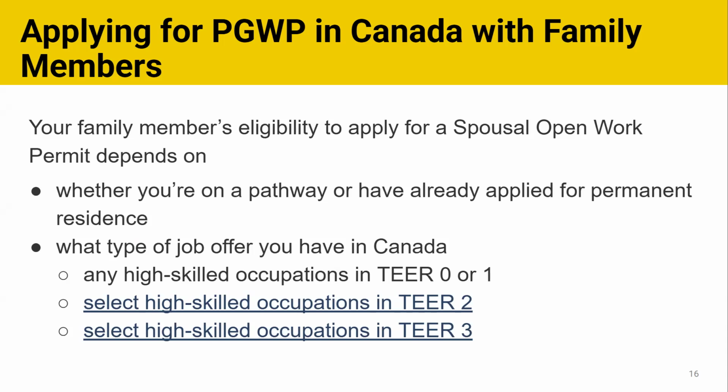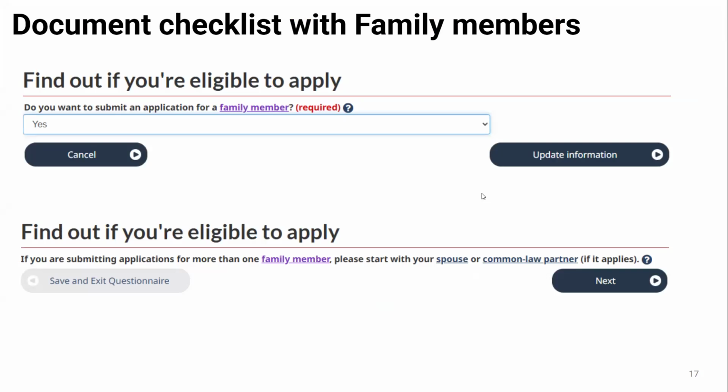So the student who is applying for the PGWP will need a job offer for your spouse to be eligible for the spousal open work permit. So here is how to get the document checklist with family members. Of course, you need to declare in your eligibility questions that you are married. And when asked, do you want to submit an application for a family member? You will say yes for this question.